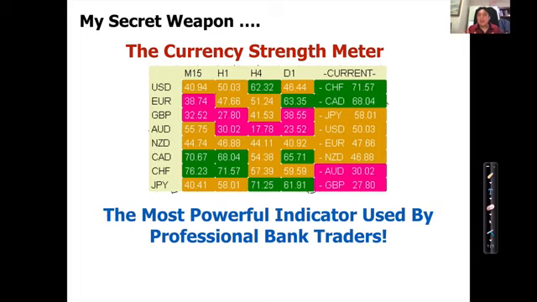So how do we identify the strength of a currency compared to other currencies? Well, my secret weapon, and one of the most powerful indicators used by professional bank traders, is the currency strength meter. With the currency strength meter, we can tell how strong each currency is. And we always buy the strongest currencies and at the same time sell the weakest currencies. And that's what gives us the strongest edge and win rates in the market. Let me show you how it works right now.